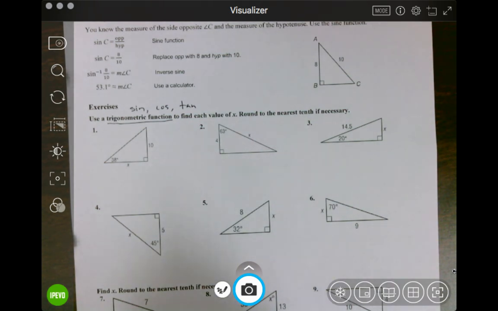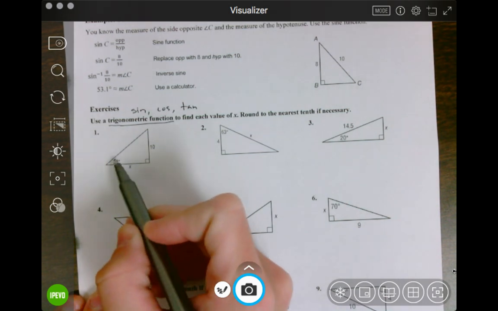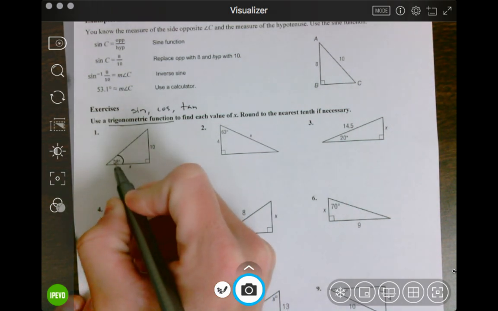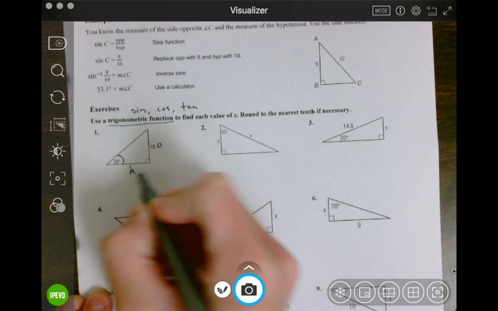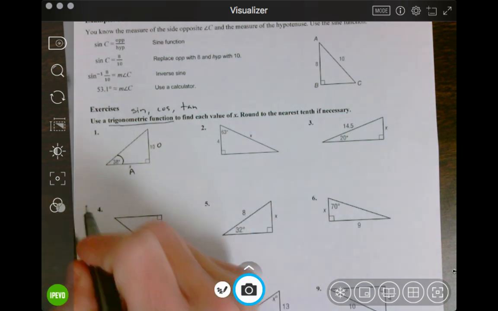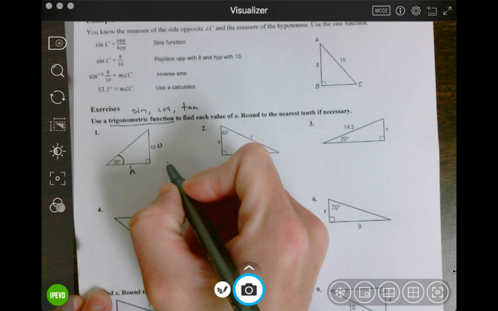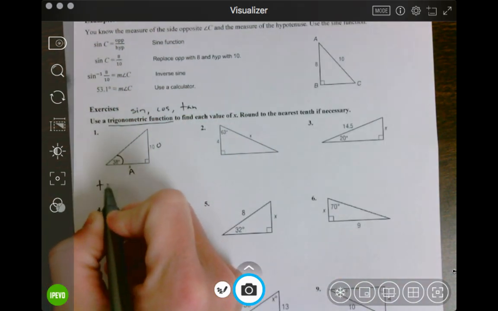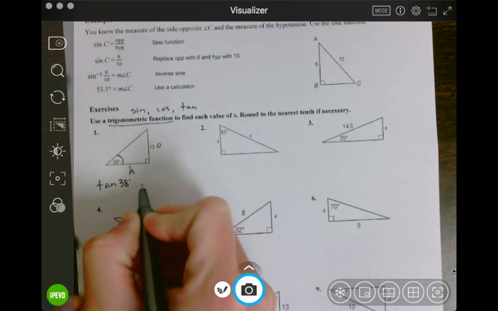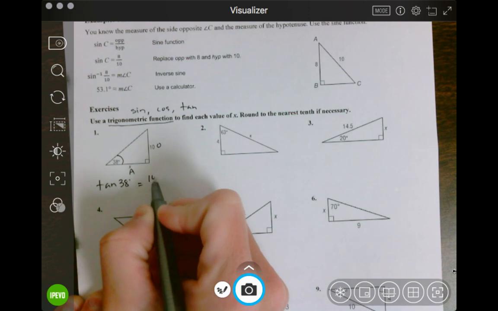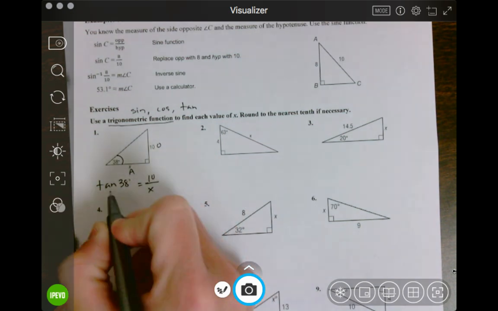I would just stick to your main three. So here is my angle I'm going from. So this would be opposite over adjacent. So that's tangent, because tangent's opposite over adjacent. So we have tangent of 38. Go over here. Tangent of 38 equals opposite, which is 10, over adjacent, which is x.